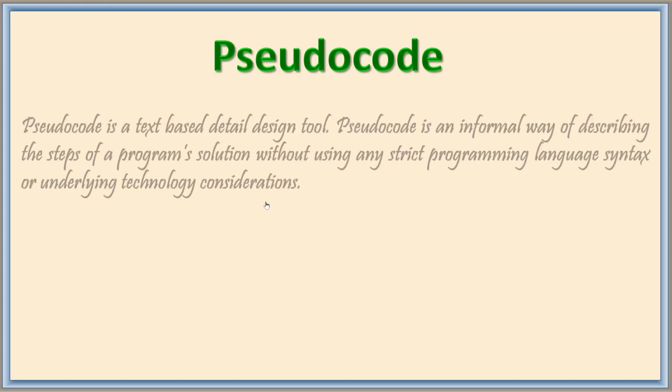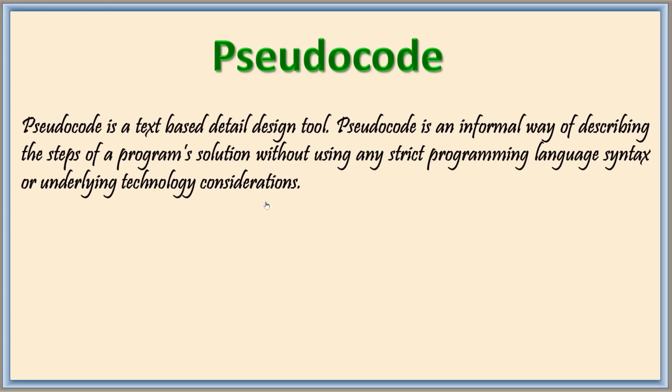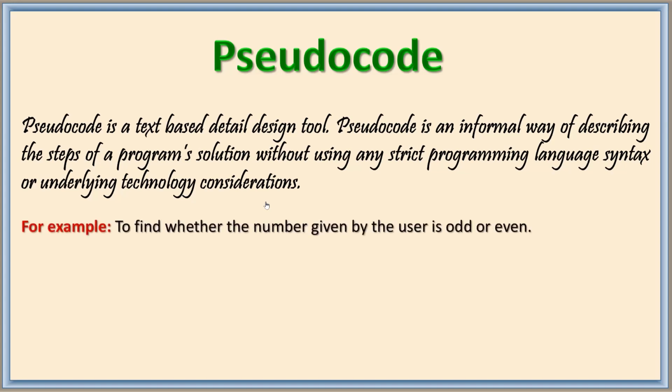Next we are having pseudocode. Pseudocode is a text-based detailed design tool. Pseudocode is an informal way of describing the steps of a program solution without using any strict programming language syntax or underlying technology consideration. For example, to find whether the number given by the user is odd or even, again the same example, it has been described in words in detail.